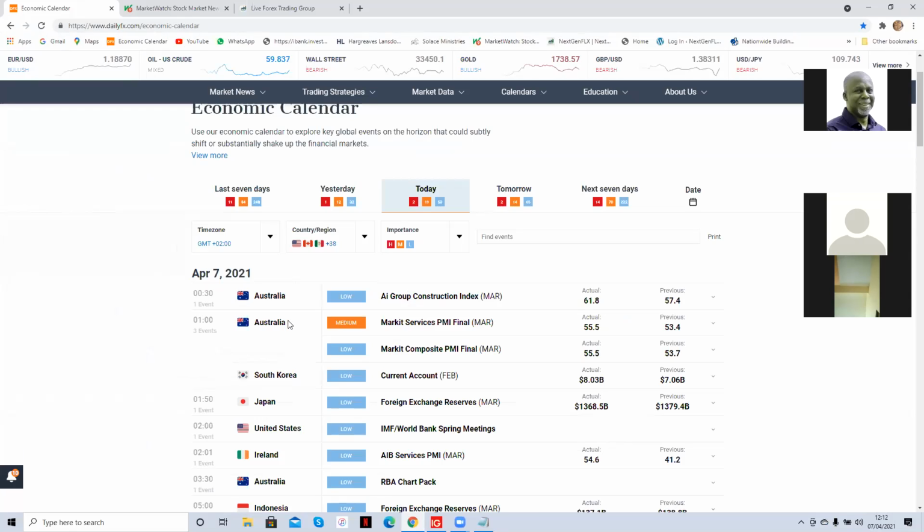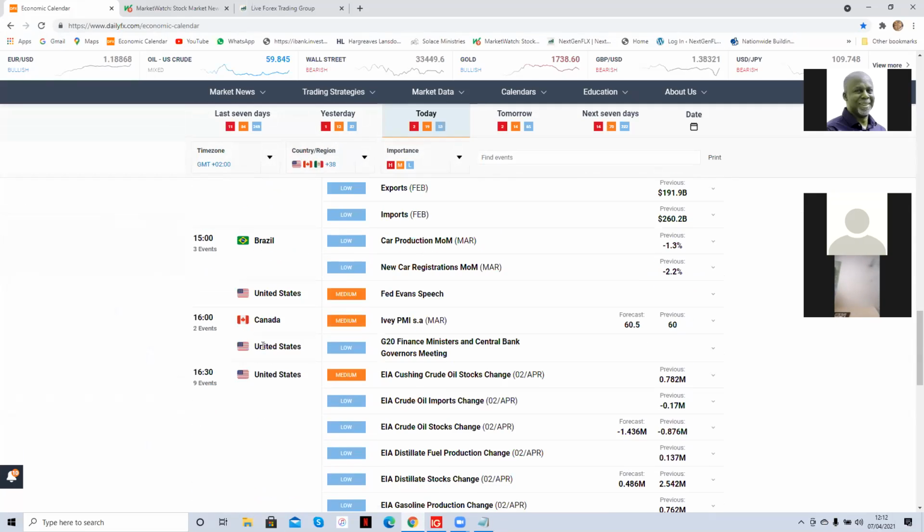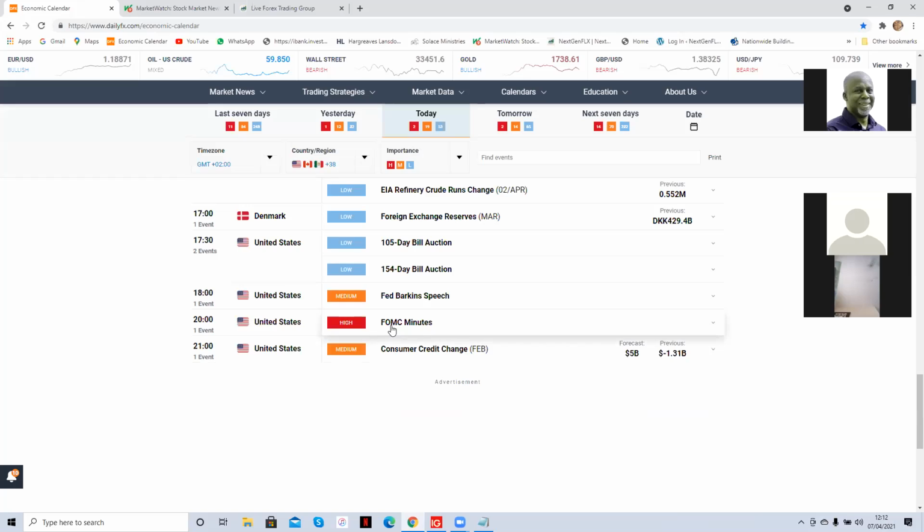Like Marlene correctly said, if you look at the economic calendar today, depending on your time zone, make sure you're checking the correct time zone, because she's in GMT -4, and I'm in GMT +2. The last report of high importance today is the US Federal Open Market Committee minutes from the USA.